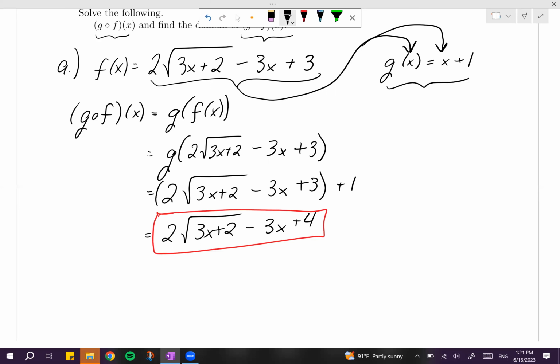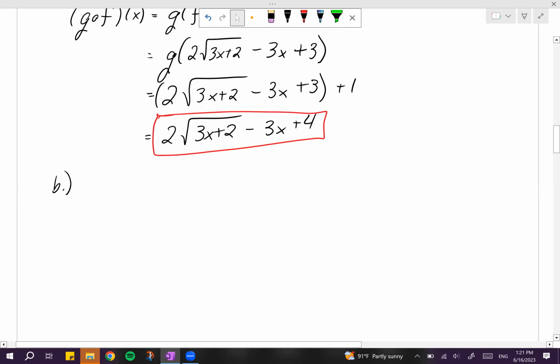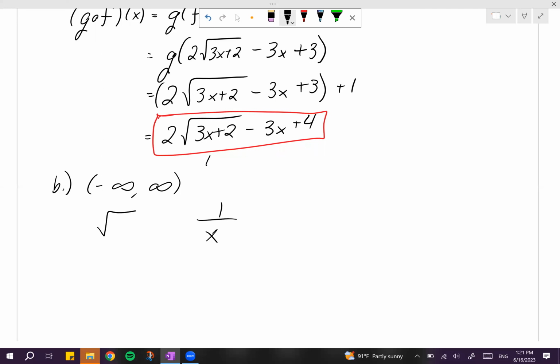Now, for part B, we're trying to find the domain. The domain is going to be negative infinity to infinity everywhere except for whenever we have square roots and we have 1 over x, or 1 over something with x's. So we have a square root here, so it's not going to be this.